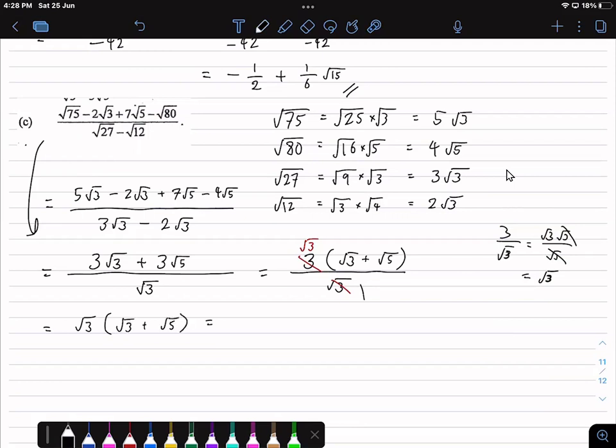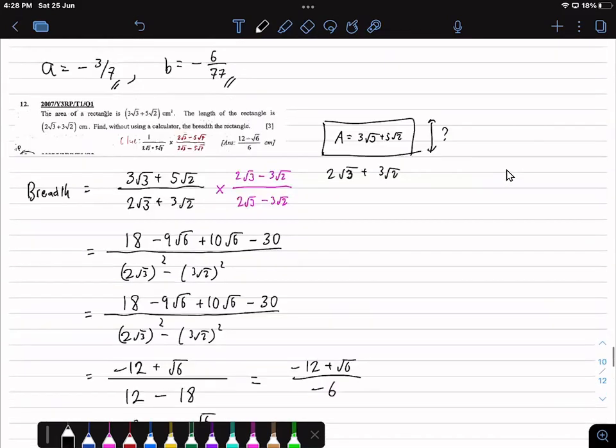You can multiply in, then you get root 3 times root 3, which is 3, plus root 3 times root 5, which is root 15. 3 times 5. Can? Okay, good. Then we move on.